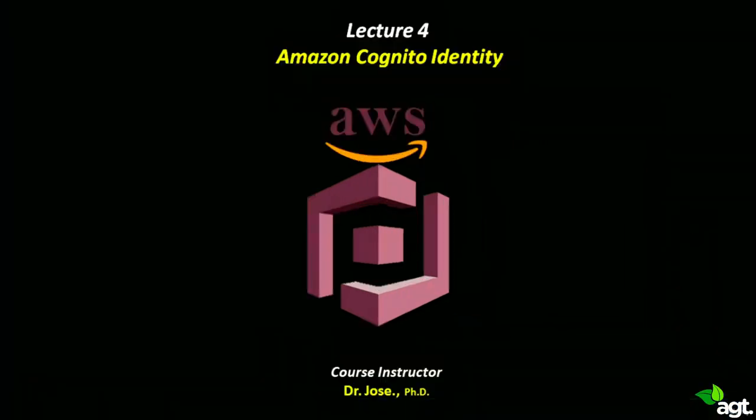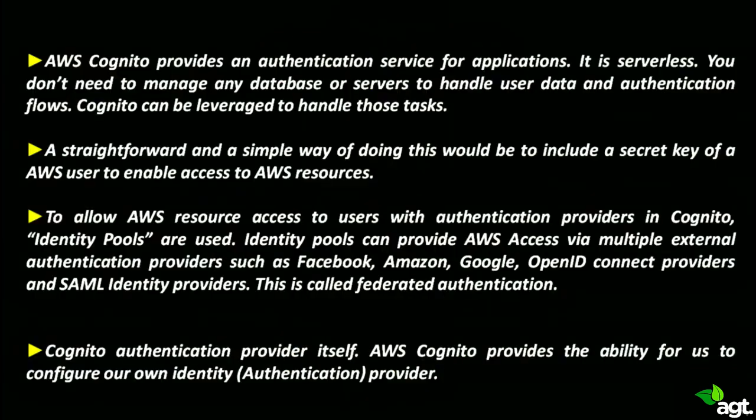Welcome to the 4th lecture of the topic. The topic name is Amazon Cognito Identity. AWS Cognito provides an authentication service for applications, and it is serverless, so you don't need to manage any database or servers to handle user data and authentication flows. Cognito can be leveraged to handle those tasks. Imagine a web application needs to access AWS resources using the AWS SDK with authenticated users.